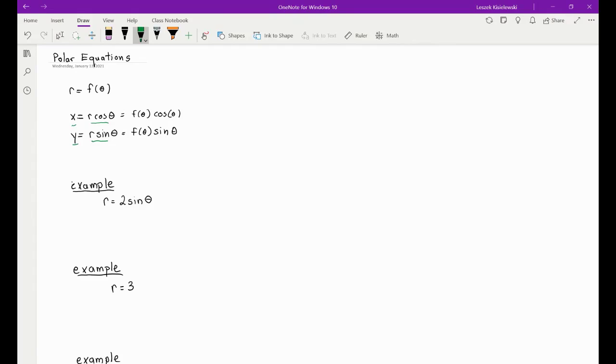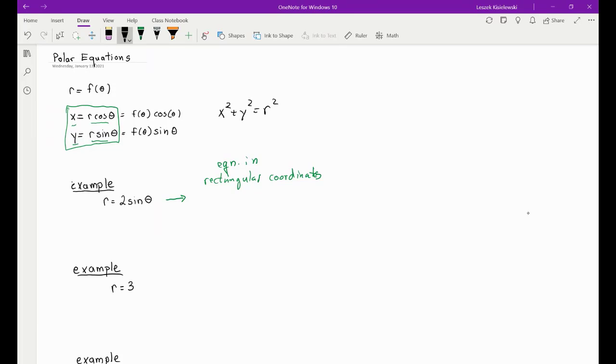So what I want to do here is, starting with a polar equation, r equals f of theta, rewrite this in rectangular coordinates. So you want to get an equation in rectangular coordinates. And what we always want to do is take advantage of these two facts, right? And the fact that x squared plus y squared equals r squared.